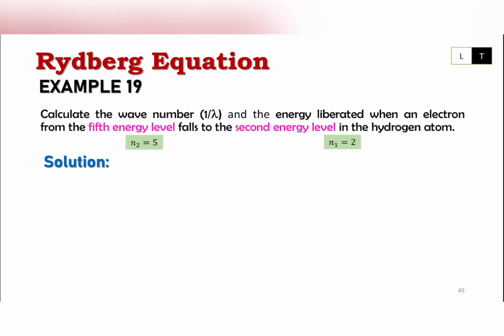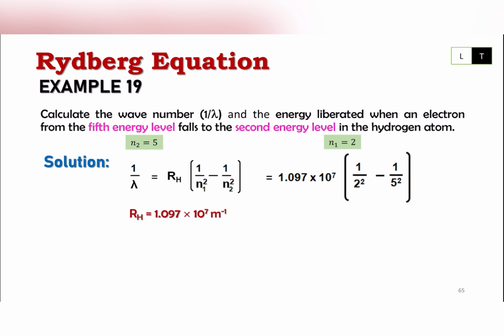Now, it asks you to calculate the wave number, 1 over lambda. Automatically, I will use this formula and put this value for Rydberg constant. Next, insert all those values where you got N1 is 2, N2 is 5. Press the calculator correctly, you will have this value for your 1 over lambda. This is for the wave number. So the unit for the wave number is per meter.